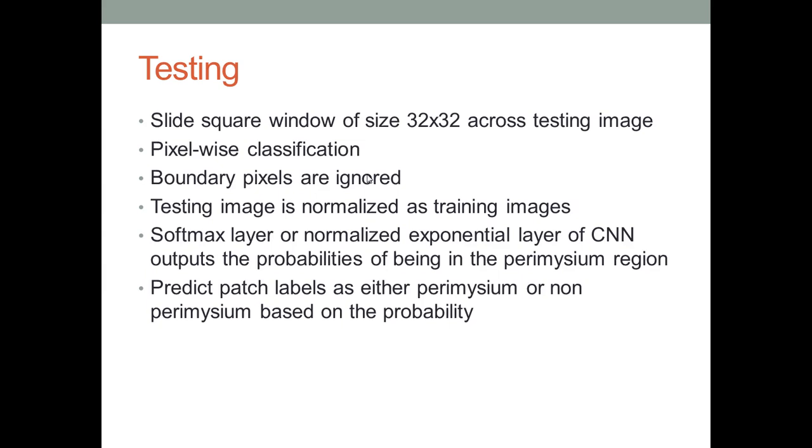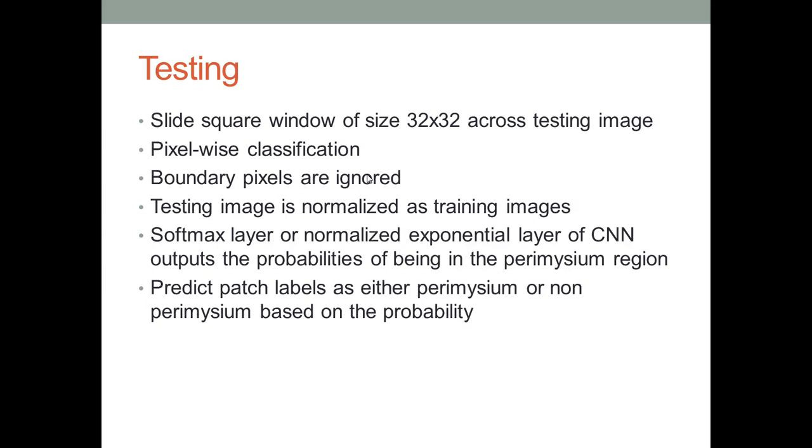For the testing, I did a sliding window. For a whole image, I put a smaller window of size 32 by 32 centered on each pixel, and I label that pixel based on the classification prediction given by my trained model. It's a pixel-wise classification, and I ignore the boundary pixels. Another way of doing it is replicating the boundary pixels, but for my implementation, I ignored them. And the testing image has been normalized in the same way as the training data.